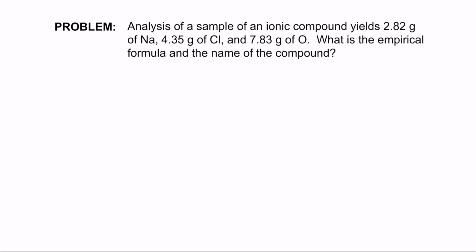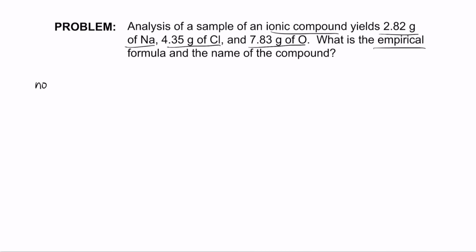So here you have analysis of an ionic compound that yields 2.82 grams of sodium, 4.35 grams of chlorine, and 7.83 grams of oxygen. They are asking you to find the empirical formula and name of the compound. So remember the first step: convert the mass into the number of moles.